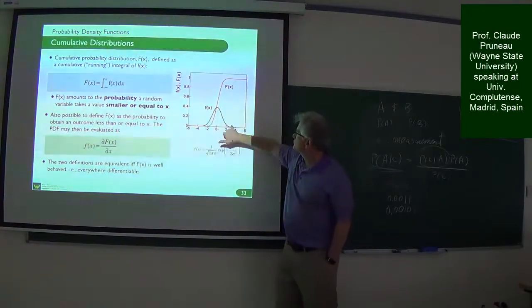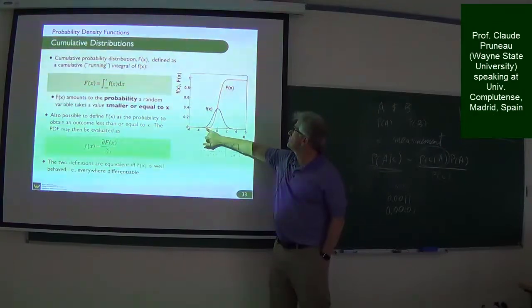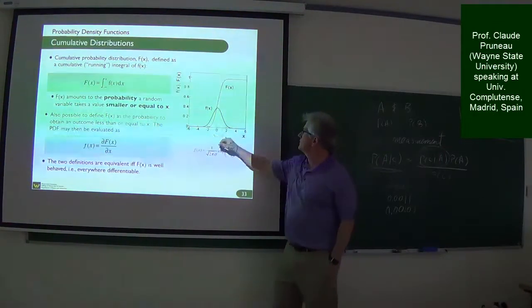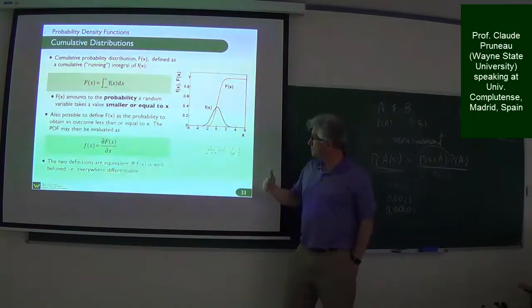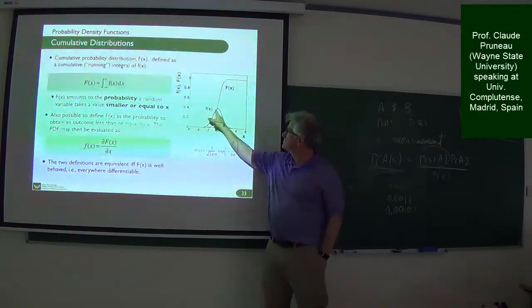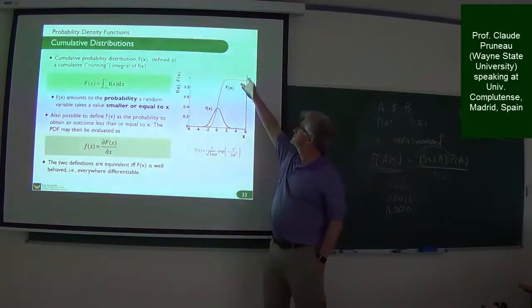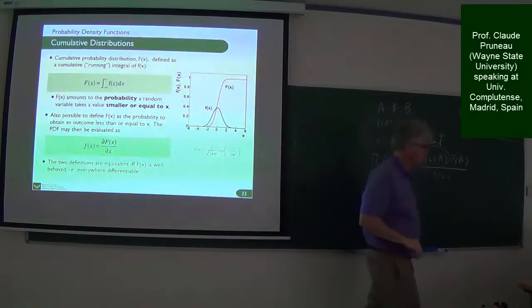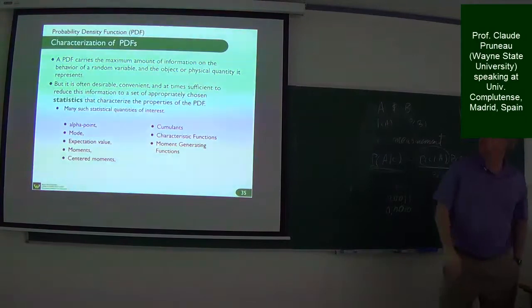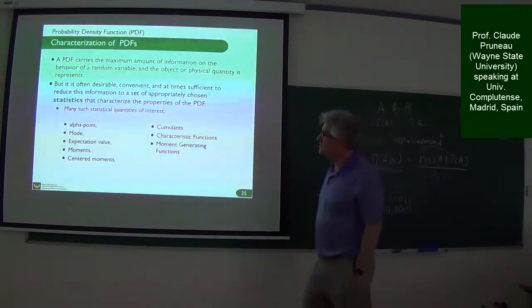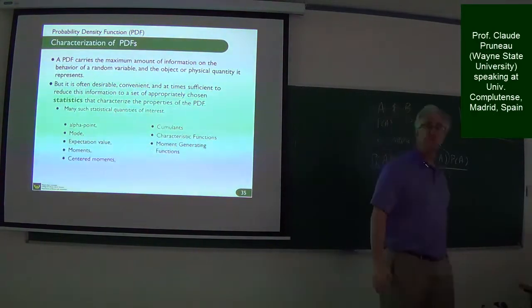I have a Gaussian here, so if I integrate this Gaussian, the integral will go from 0, as I increase x, all the way to 1. So the probability of observing a number that is smaller than 0 is this much. The probability of observing a number that is smaller than 6 is almost 1. I can do this with discrete probability, but let's skip that. So let's get to how we characterize PDFs.